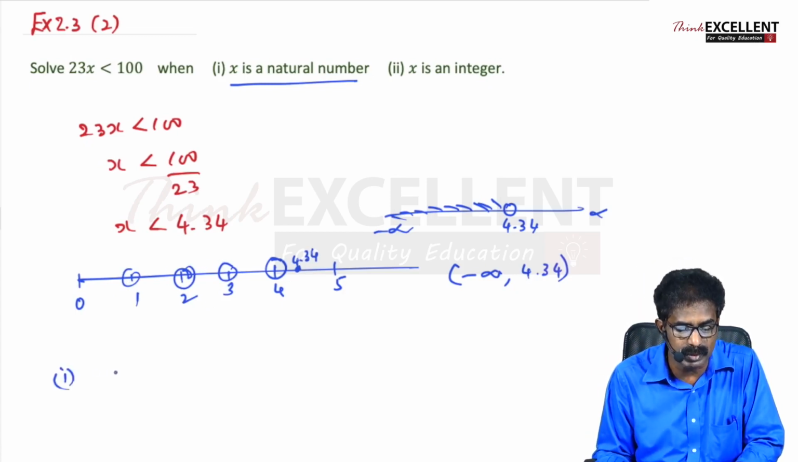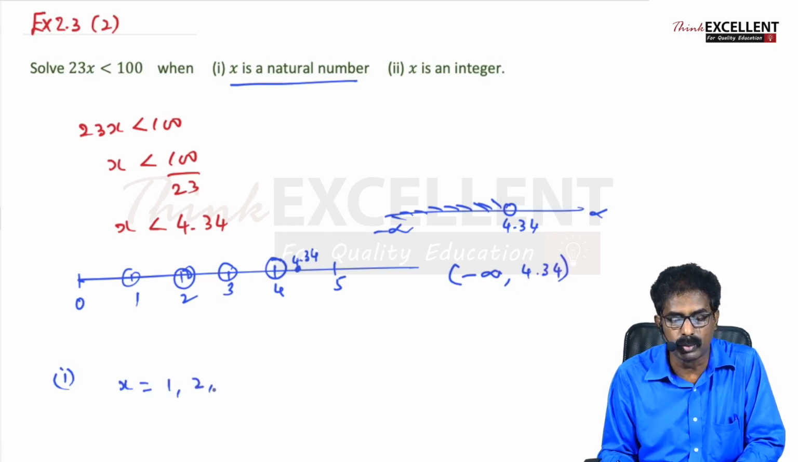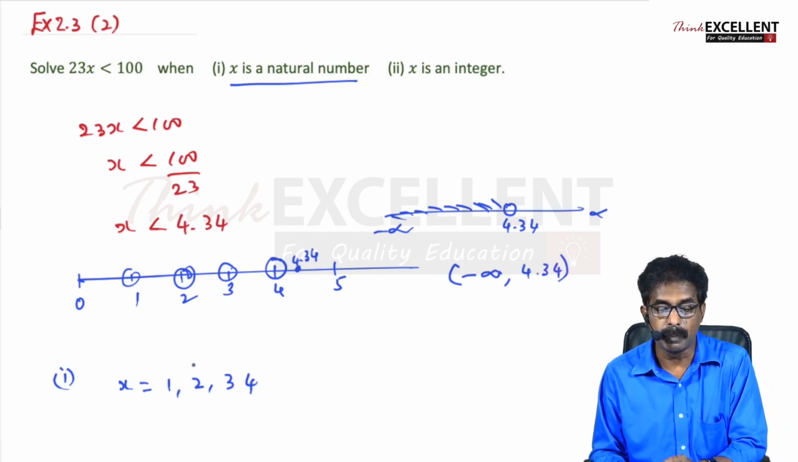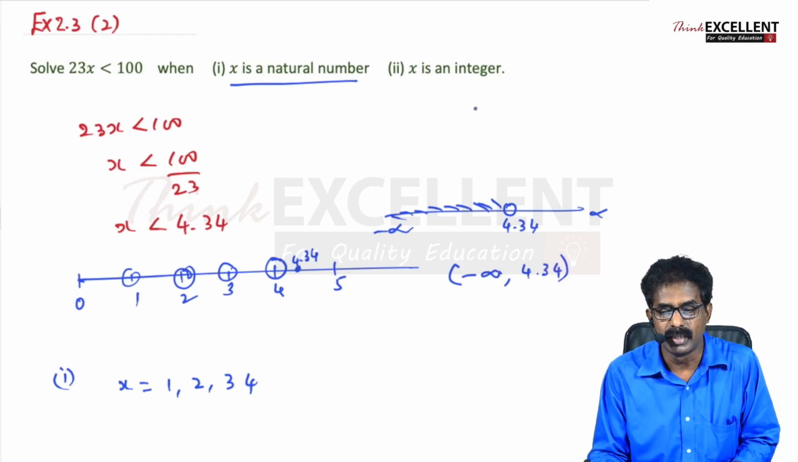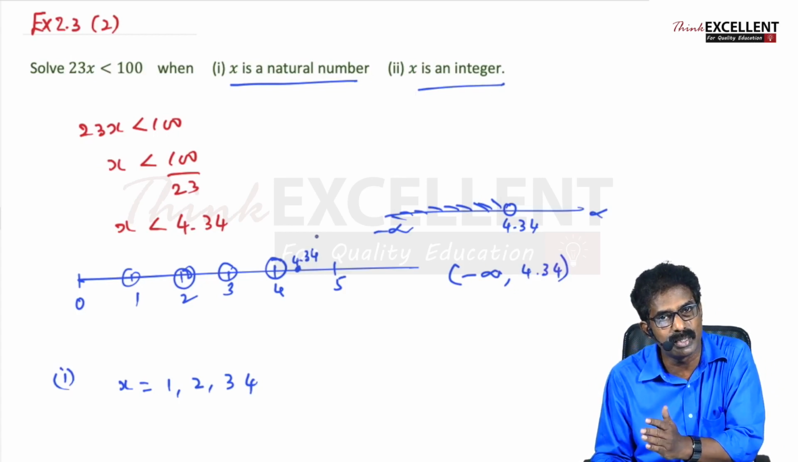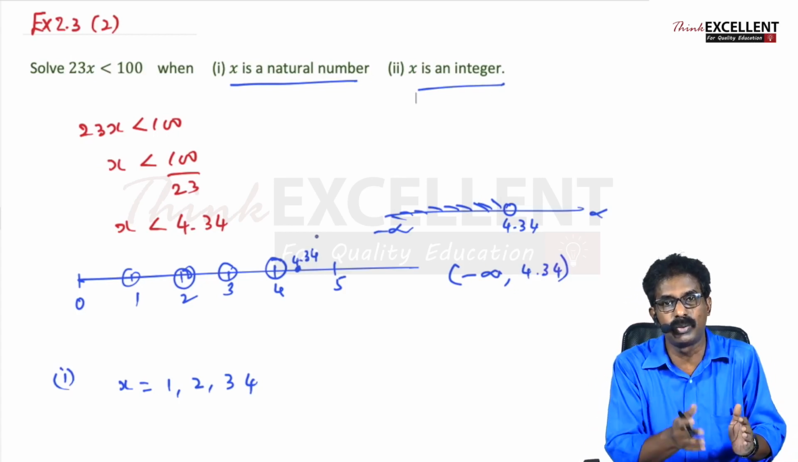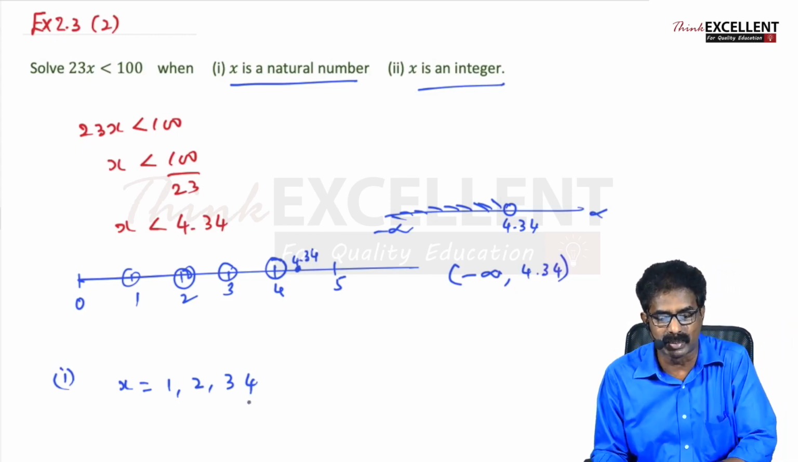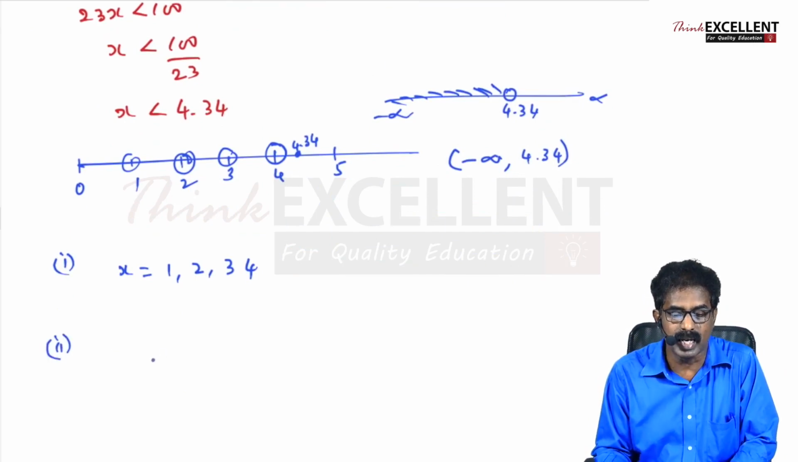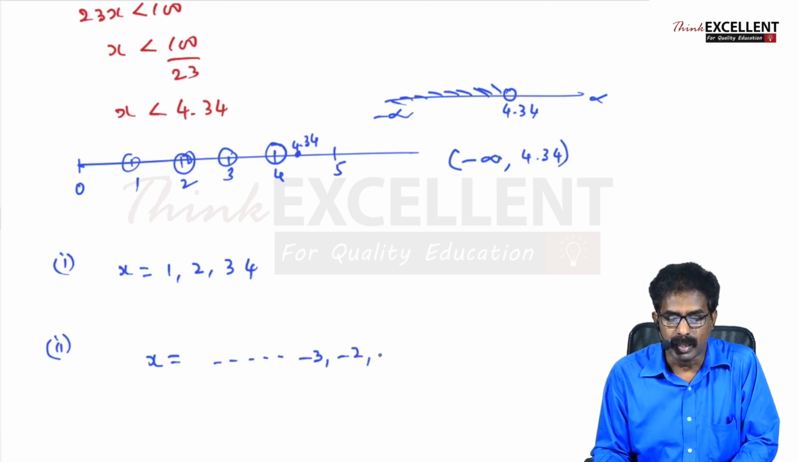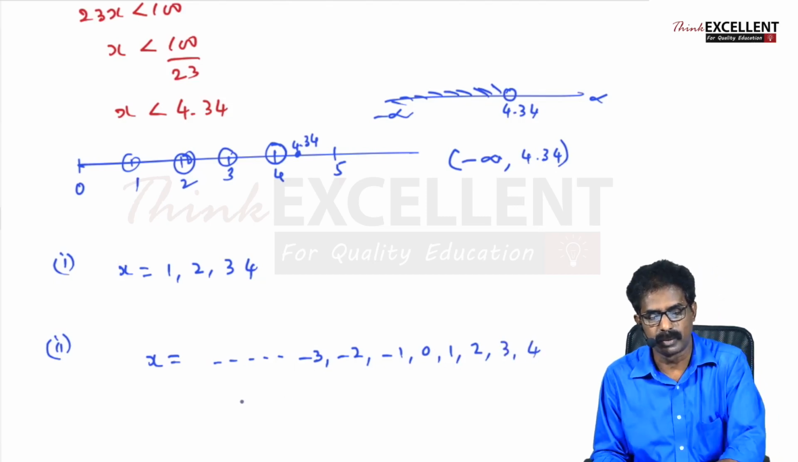So the first part of your answer is x takes the values 1, 2, 3, 4, because we want only natural numbers less than 4.34. Suppose they ask for whole numbers, you can include 0 also. The second part is an integer, so you can take negative numbers also. Here 4, 3, 2, 1 we stopped, but since it is an integer, 0, minus 1, minus 2, everything you can take up to minus infinity. So the second part, x equals dot dot dot, minus 3, minus 2, minus 1, 0, 1, 2, 3, 4. Like that you write.